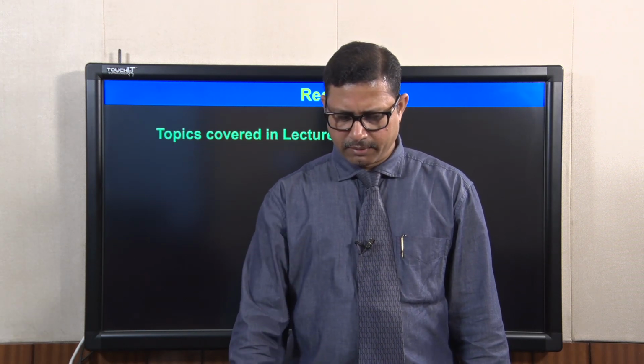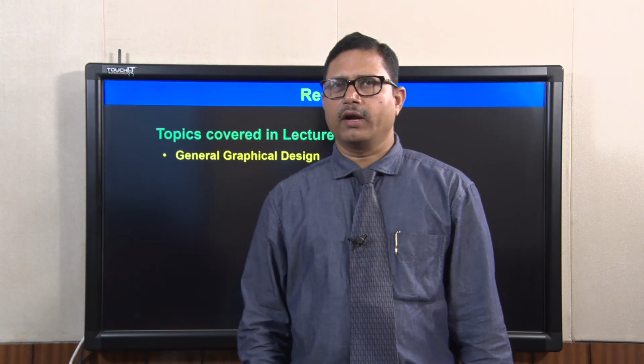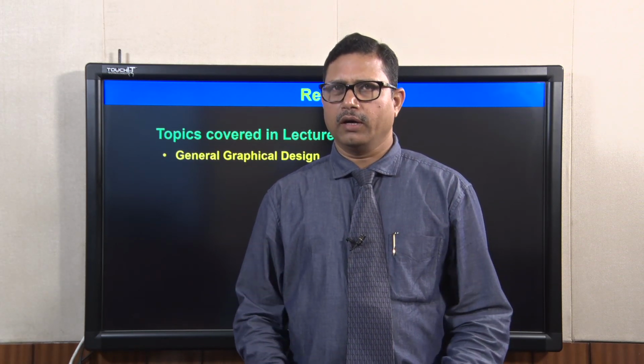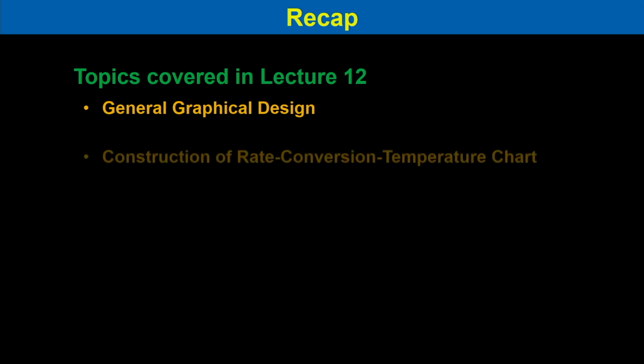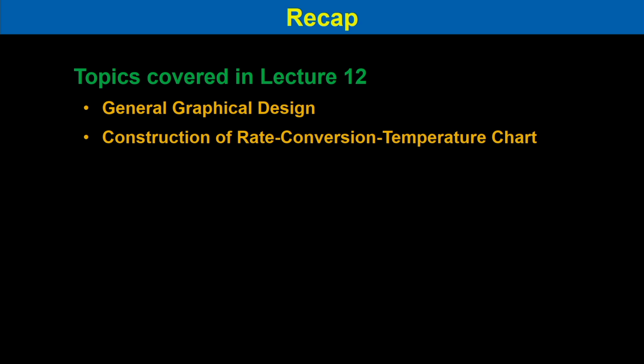In the last lecture, we have covered the graphical design procedure for the reactor size, and then we have seen how to construct the rate, conversion and temperature chart. The rate, conversion and temperature chart is basically a plot of conversion versus temperature at different rates, which we call a contour plot, where 3 parameters are plotted in 2 dimensions.